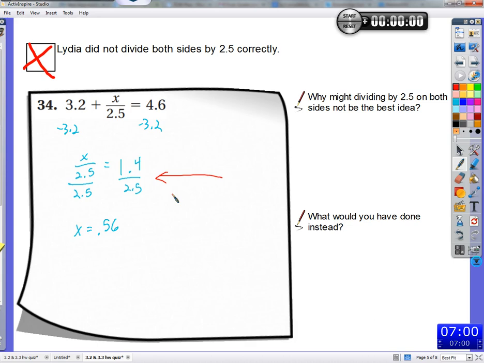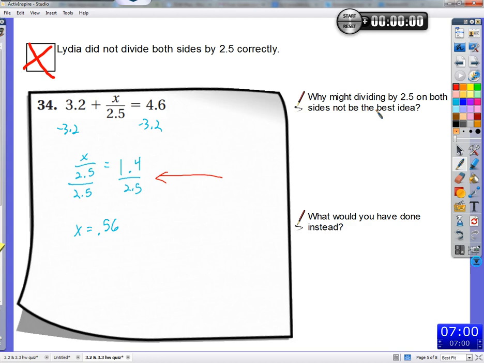So in this step, with the way it's written, they are doing the same thing on both sides. Now, the step after that might reveal that they have a misunderstanding of what actually should happen here, what it actually means to divide by 2.5. So how would we phrase this? How would we answer this? Why is dividing by 2.5 maybe not the best idea, Derek?